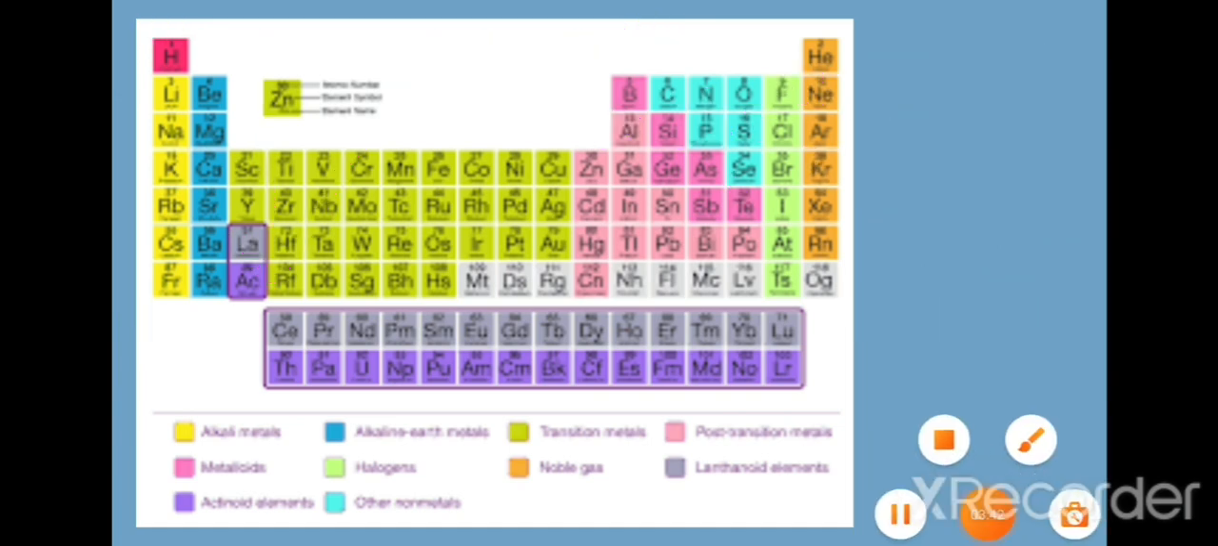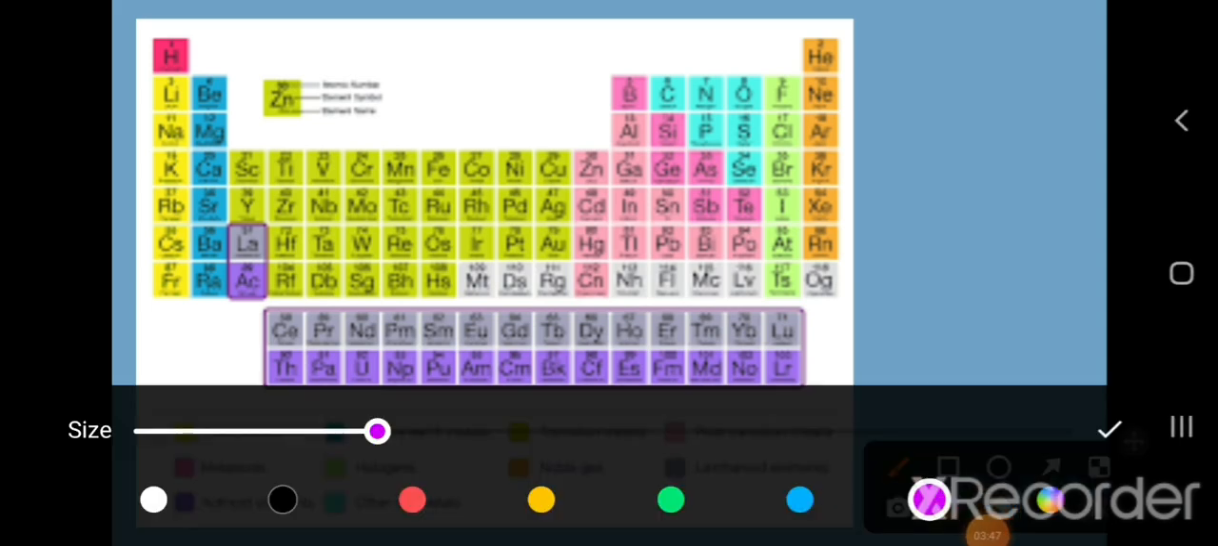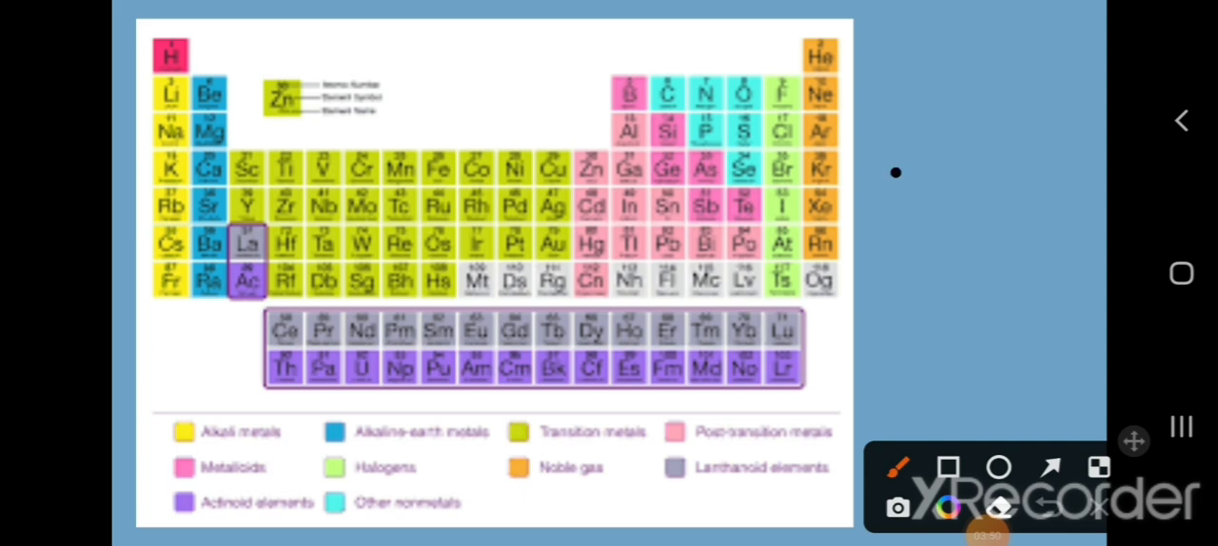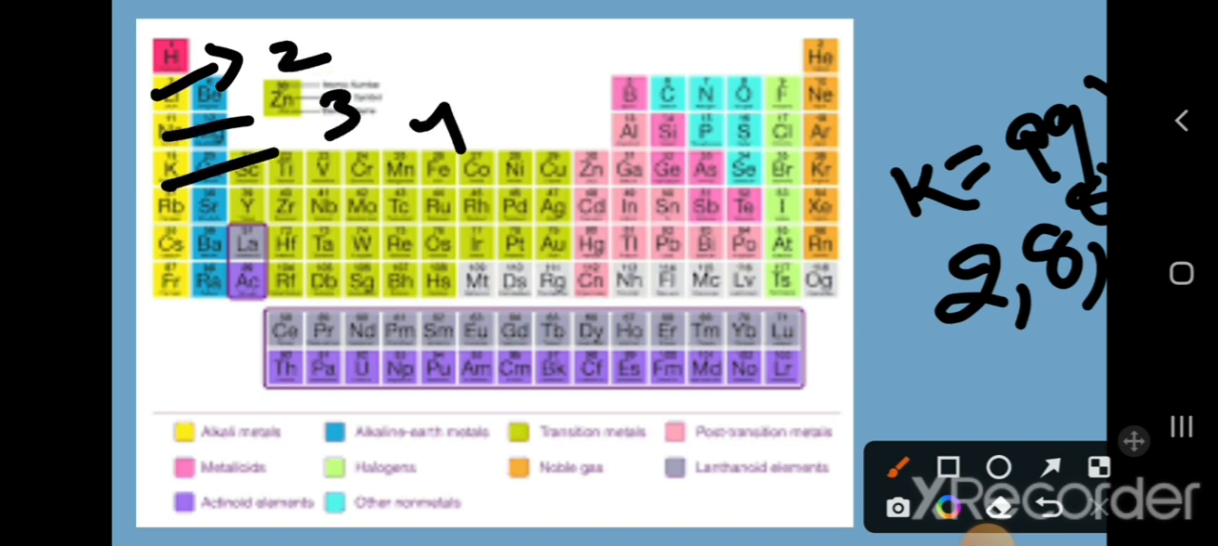Similarly, if we take potassium, K, what is the atomic number? It is 19. And how will we write that? 2, 8, 8, 1. That is the number of shells, and again it increases. For lithium the number of shells is 2, sodium it's 3, potassium it's 4. So the number of shells is increasing down the group.